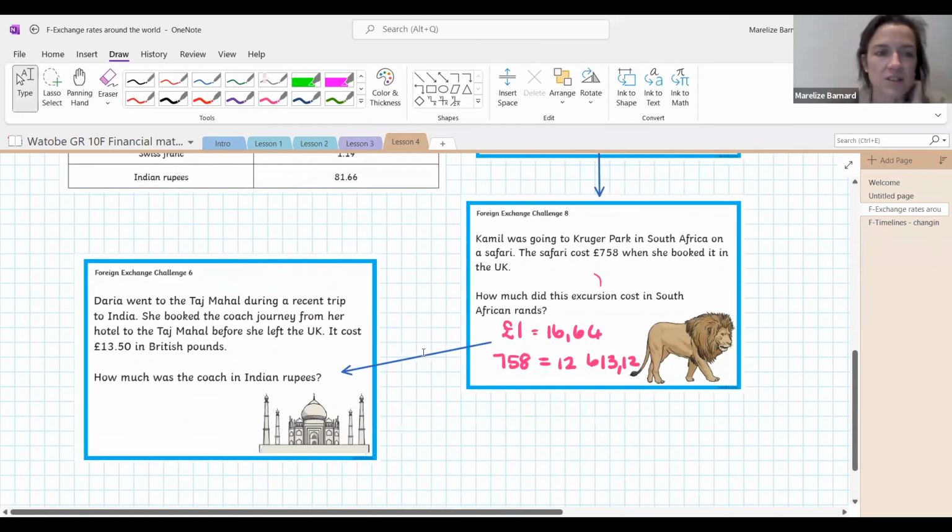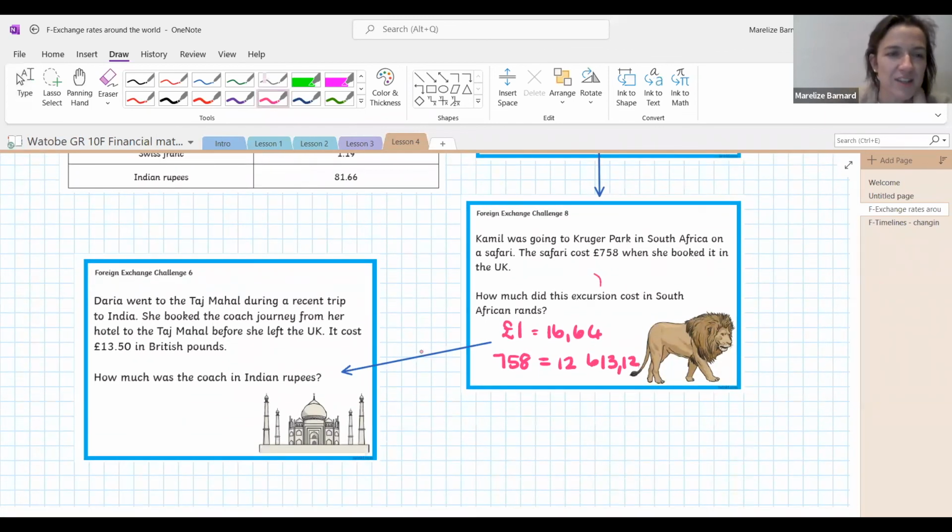Off to our last spot, which is Daria, who goes to the Taj Mahal. That's one place I want to go, is the Taj Mahal. During a recent trip to India, she booked the coach journey from her hotel to the Taj Mahal before she left the UK. It costs £13.5. And how much is that in rupees?